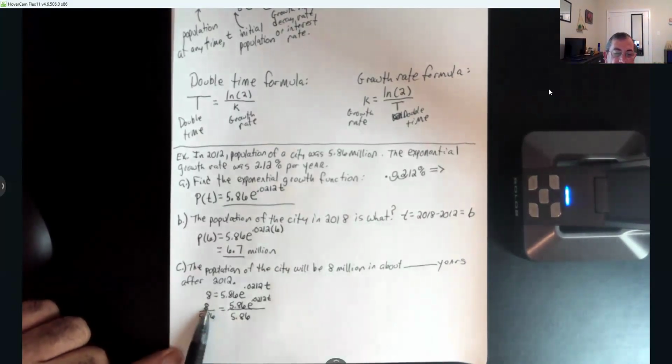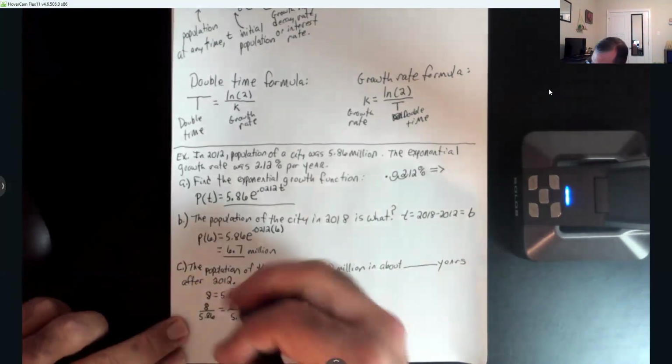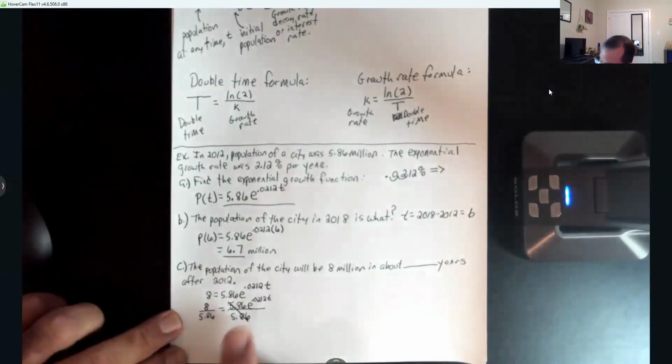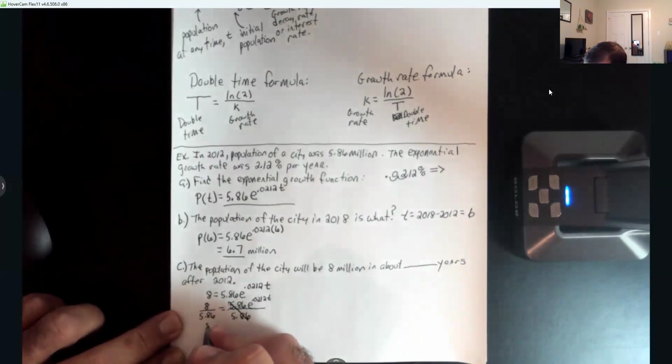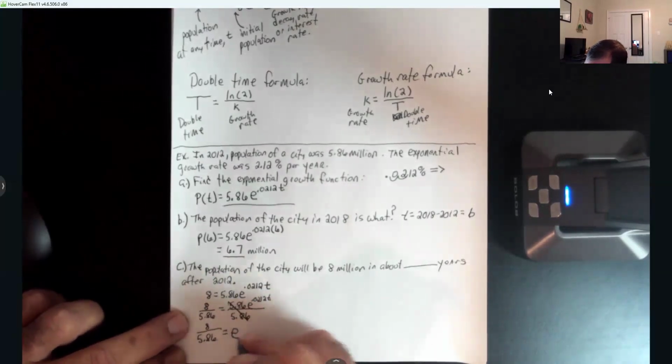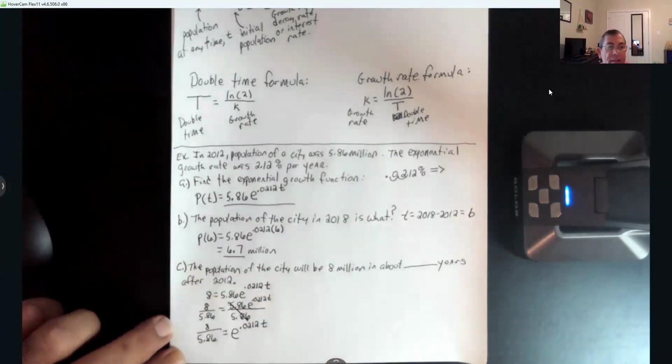Now, I'm not going to divide this side yet. I'm going to wait till my last step to figure this stuff out. But all I wanted to do was to cancel that stuff out there. So I end up with my 8 over 5.86. That's going to equal e to the 0.0212t.